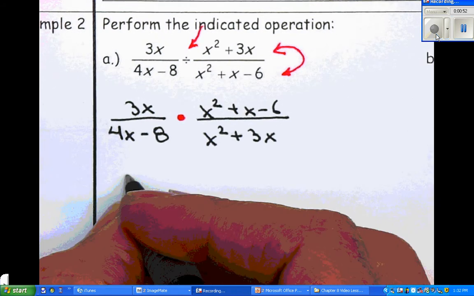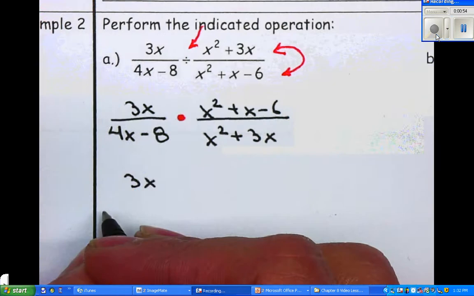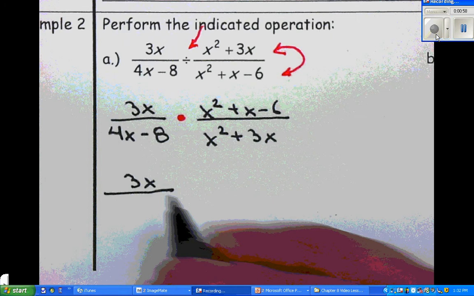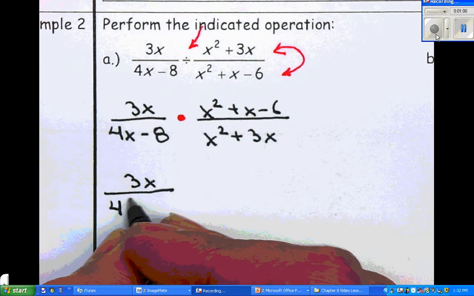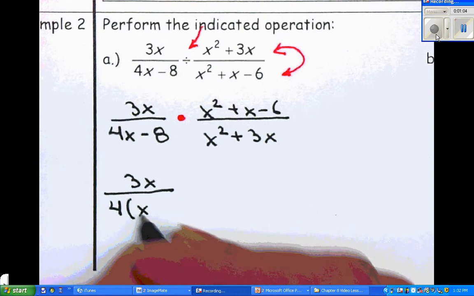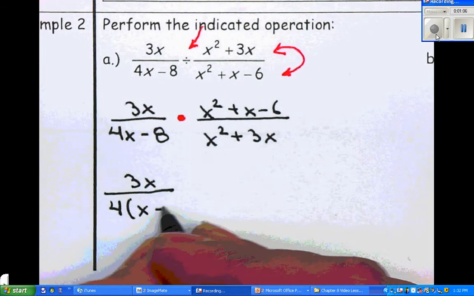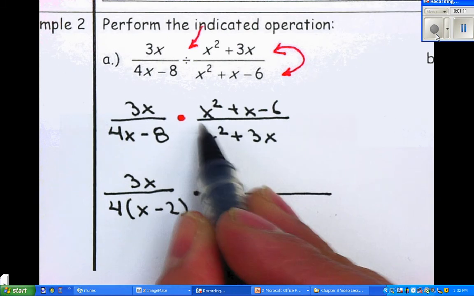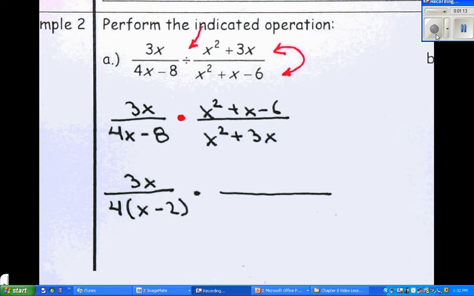We have 3x, nothing we can do with 3x. On the denominator, the common factor between 4 and 8 will be 4. Open your parentheses. What do I need to multiply 4 to get 4x? X. And then minus 2. Multiplication. Factor the top. There's no common term that we can factor out.